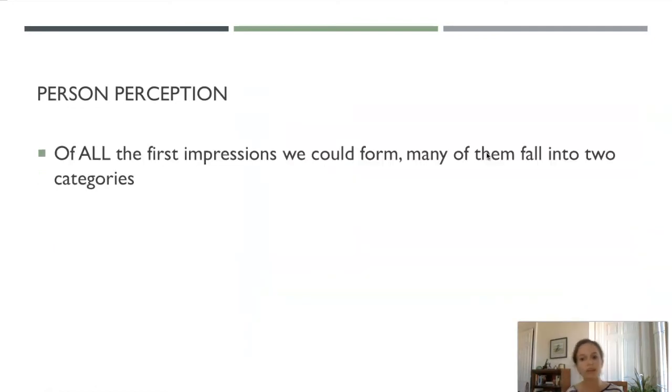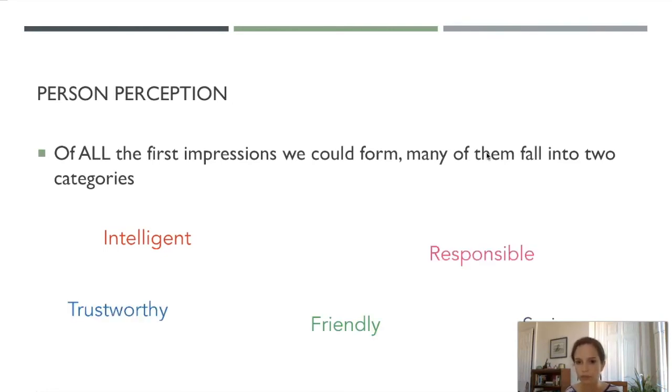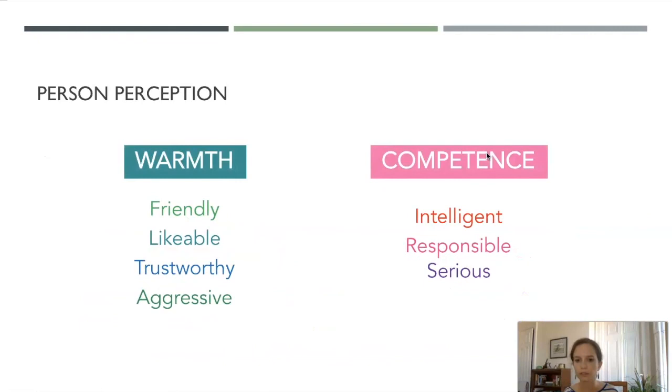Okay, so we're going to take a step back to the broad big picture. Of all the first impressions we form, many of them fall into two overarching umbrella categories. We're talking about things like people seeming intelligent, seeming friendly, responsible, trustworthy, serious, likable, aggressive. It turns out that this can really be boiled down to two underlying dimensions, the dimension of warmth and the dimension of competence. Warmth being things like the person having good intentions, trustworthy, friendly. Competence being things like strong, powerful, intelligent, responsible.